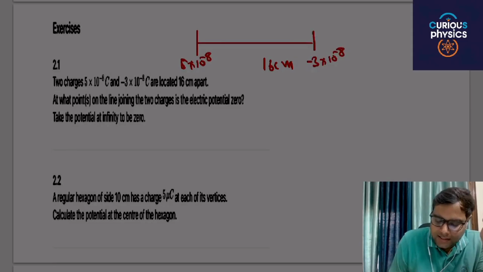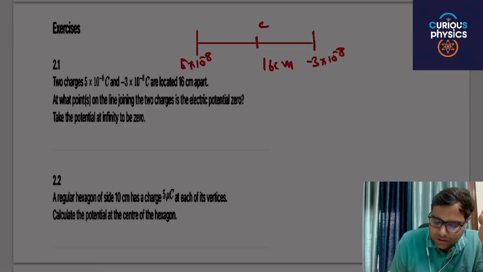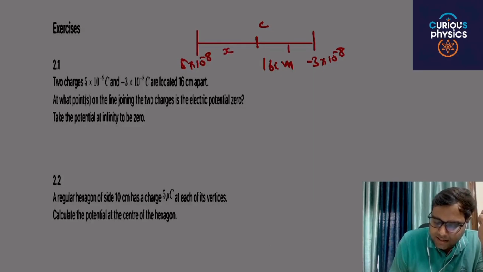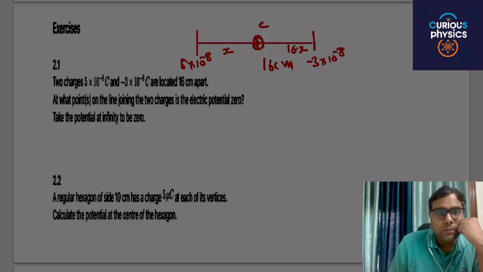Try to find a point C between these two charges. The total distance is 16, so let's say this is X and this is 16 minus X. Then find the potential at this particular point C, and that potential at C will be 0.